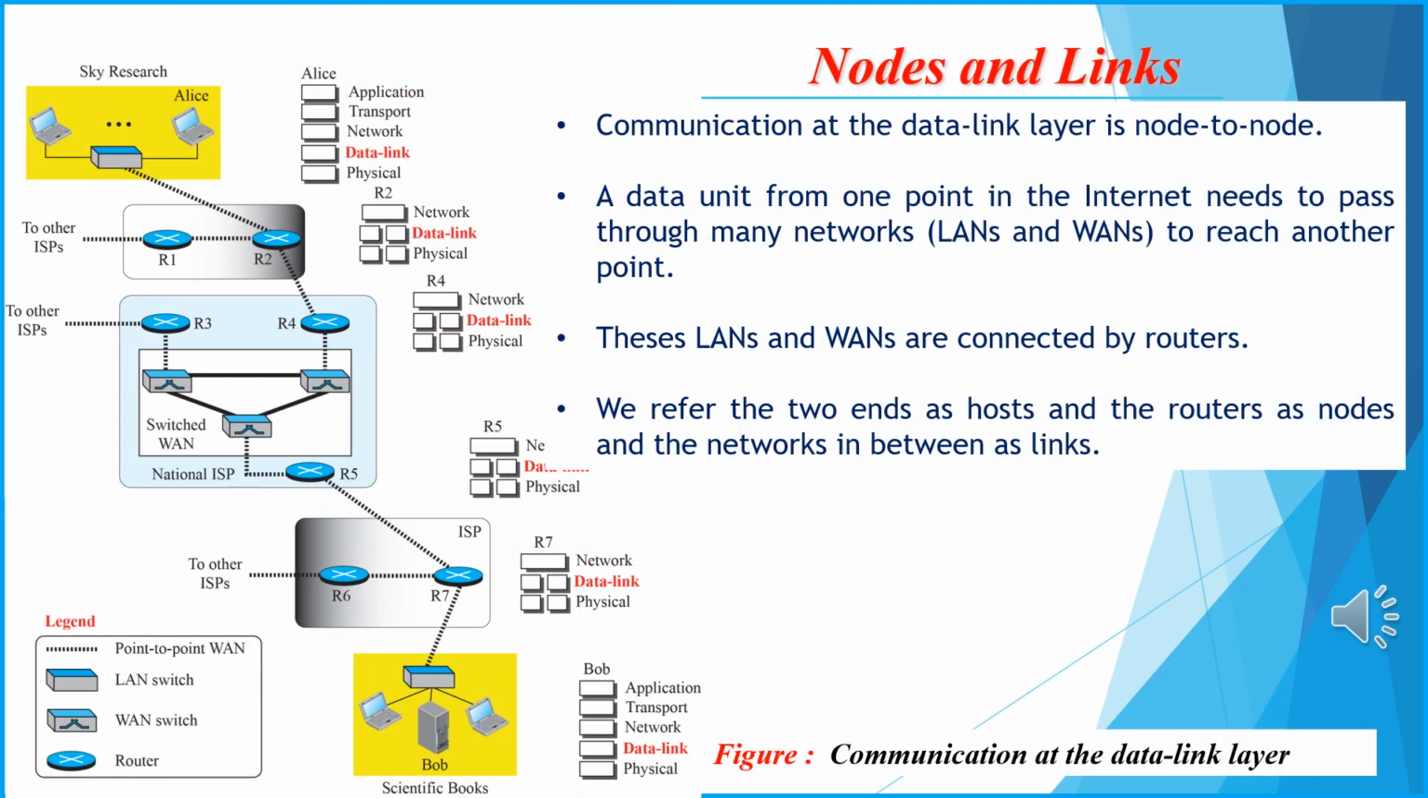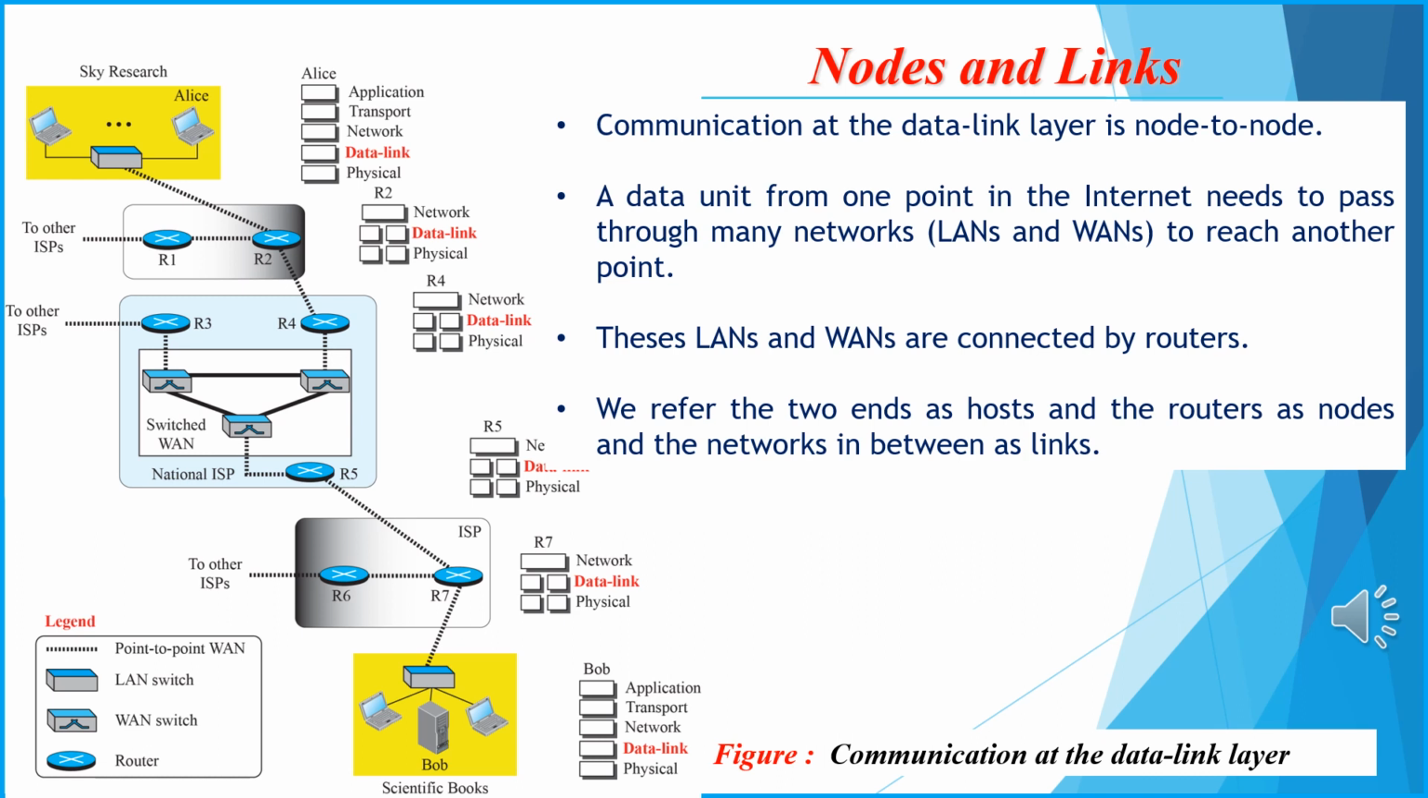Here we see about nodes and links. Communication at the data link layer happens between the nodes. A data unit from one point in the internet needs to pass through many networks such as LANs and WANs to reach another point. These LANs and WANs are connected by routers. Here we refer to the two ends as hosts and the routers as nodes, and the networks in between them are called links.